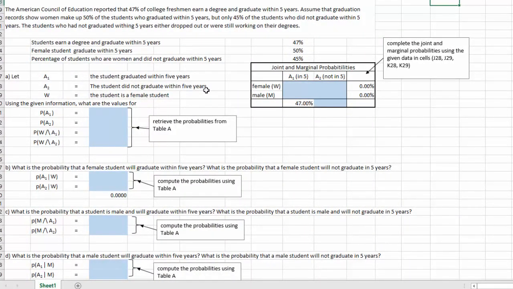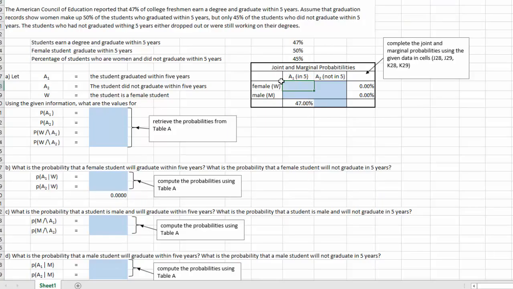Now let's say we're being asked to assess the students that graduated within 5 years. We can determine whether they're female and graduated within, or more than 5 years, female. Same thing for male on graduating within 5 and not graduating within 5. So the first thing we want to do is look at the first cell here.